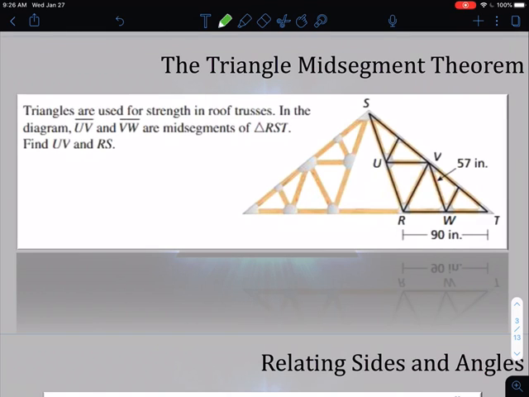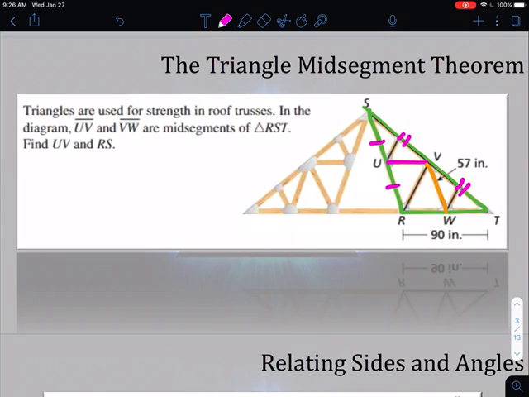So if we look at a quick example here, okay, so it says triangles are used for the strength in roof trusses. In the diagram, UV and VW are mid-segments of triangle RST. So the first thing, we're focusing on this big triangle RST. So that's kind of where we're starting here. And then what they're telling us is that in this picture, UV is a mid-segment and VW is a mid-segment. Now what that tells us is that for UV, U is the midpoint of this side, V is the midpoint of this side.